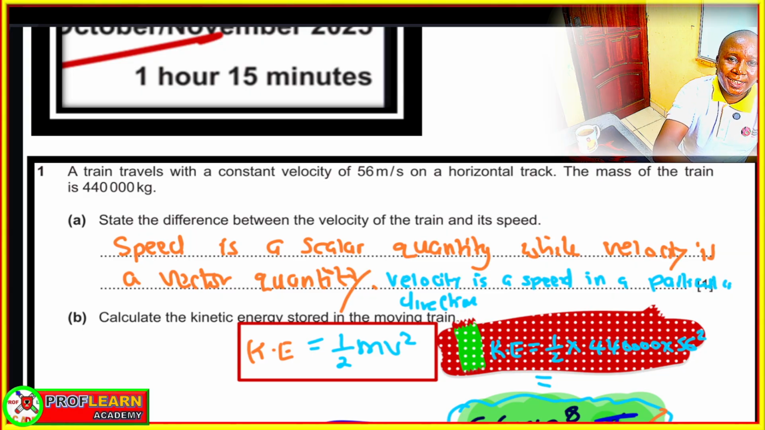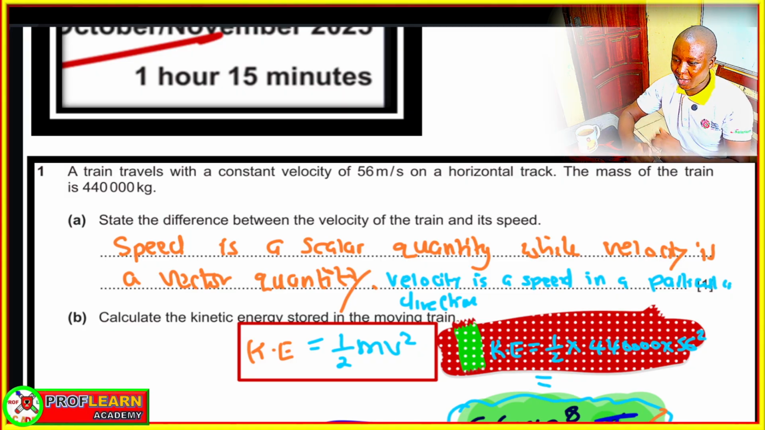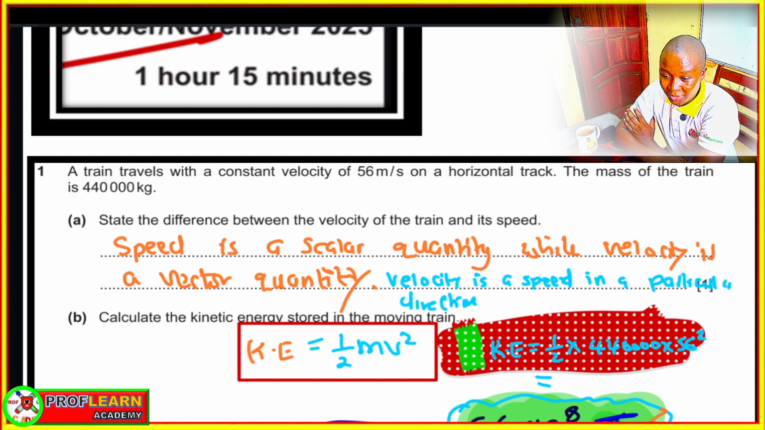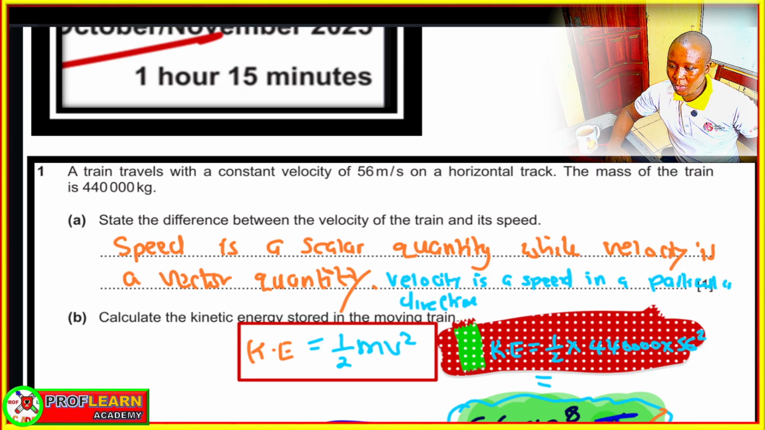So what was expected of them? What were candidates expected to say whenever they were given this question? They were supposed to say that speed is a scalar quantity while velocity is a vector quantity because velocity has both size and direction. Another candidate could have said velocity is speed in a particular direction so that they can differentiate between the two.